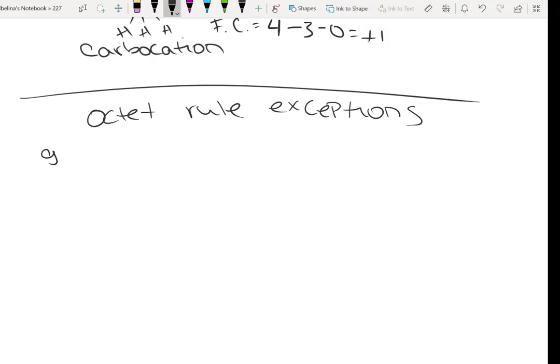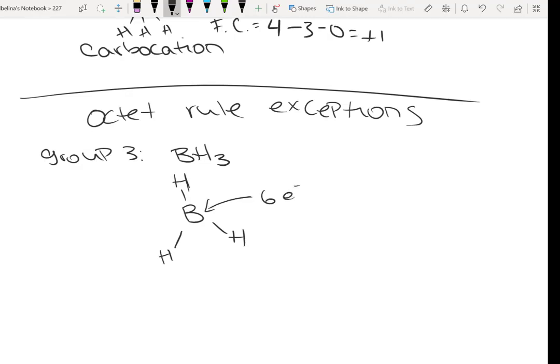Okay, so we have group 3, for example, boron and aluminum. So the boron in BH3 doesn't have to have an octet. Boron is satisfied with 6 electrons. Okay, 6 electrons, that's correct. And this is 0 formal charge. You could calculate that: group 3 minus 3 minus 0, so that's 0.